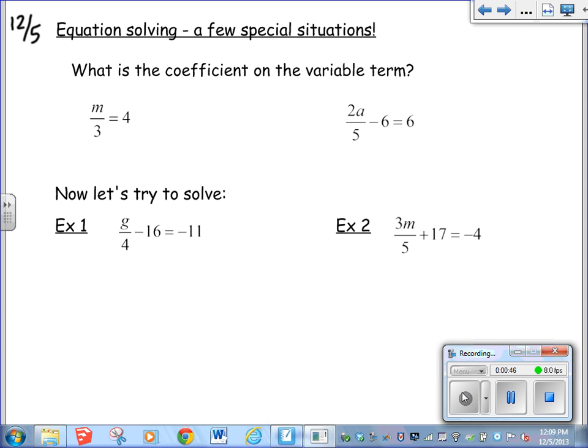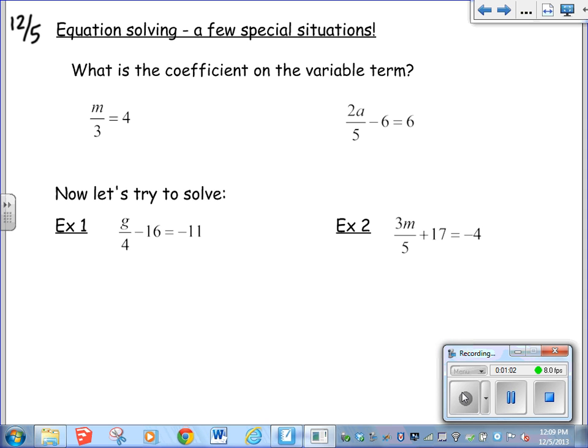Mikey? M is equal to 12. M is equal to 12, right? You can kind of see that by inspection. But that's not the point of this problem. The point of this problem is to figure out what's the coefficient on M for when the problems get more complicated.